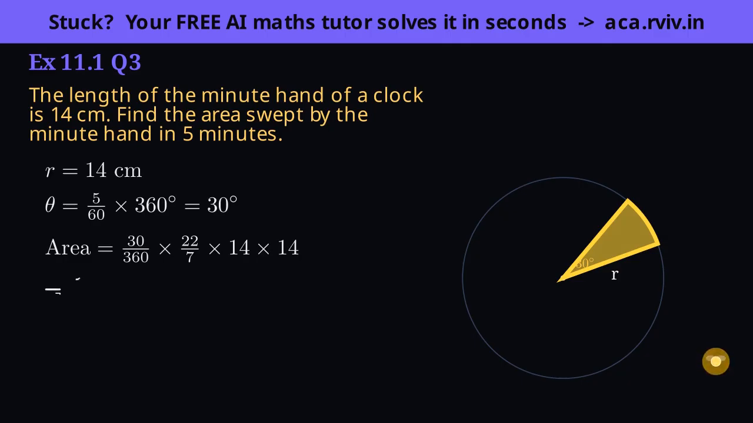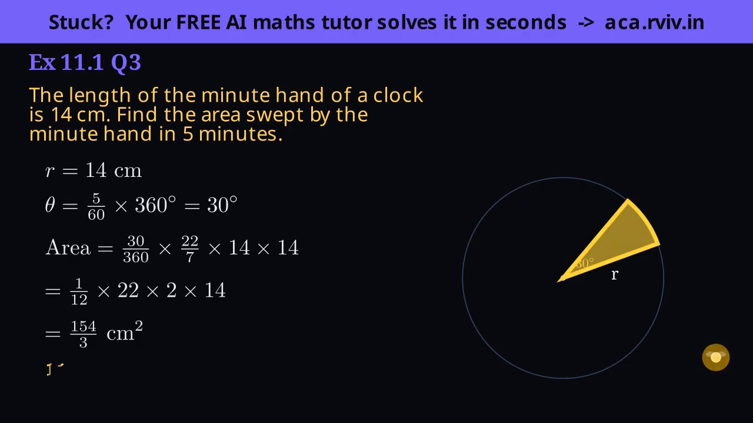Simplify before multiplying. 30/360 is 1/12, and 114 divided by the 7 gives 2, so the 7's clear out. This is exactly the payoff of choosing 22/7 for a radius of 14. Multiply the whole numbers and divide by 12 to reach 154/3 square centimeters. The 3 doesn't divide out, so we honestly leave it as a fraction.